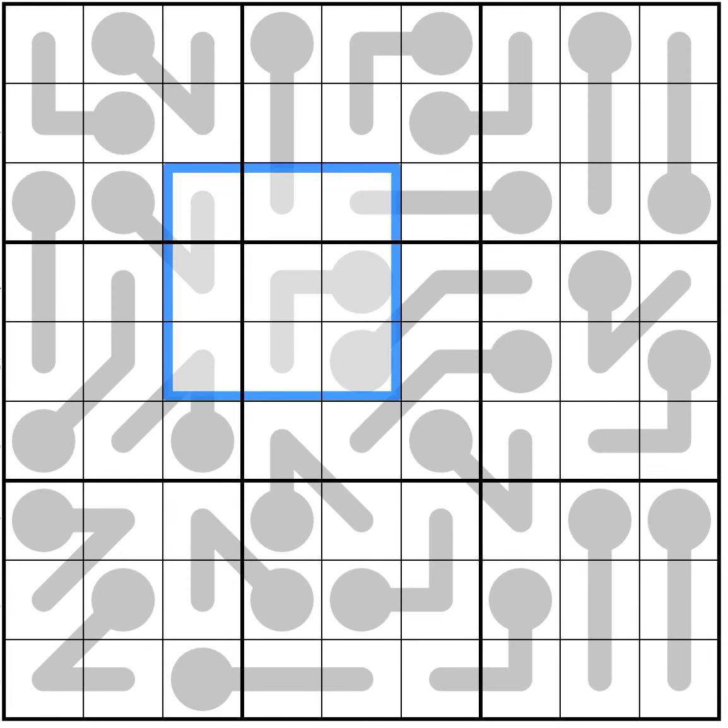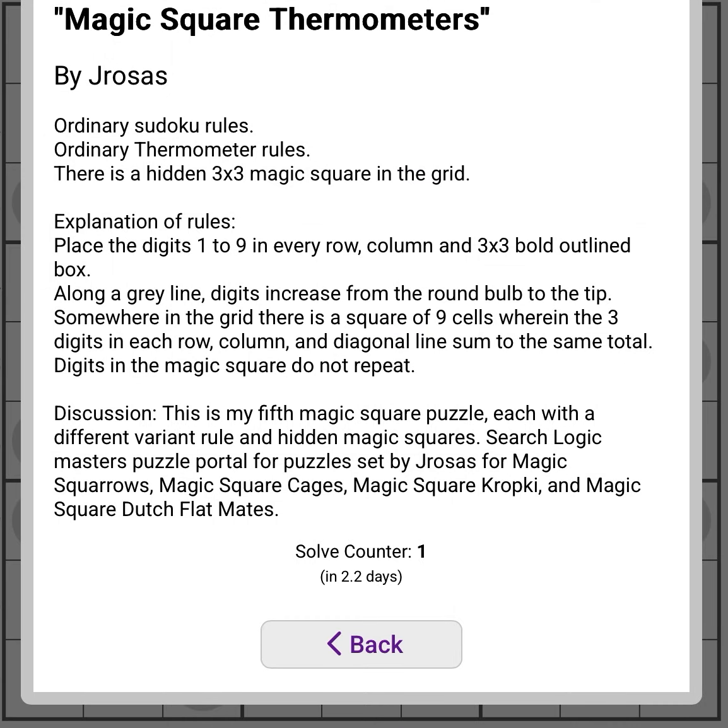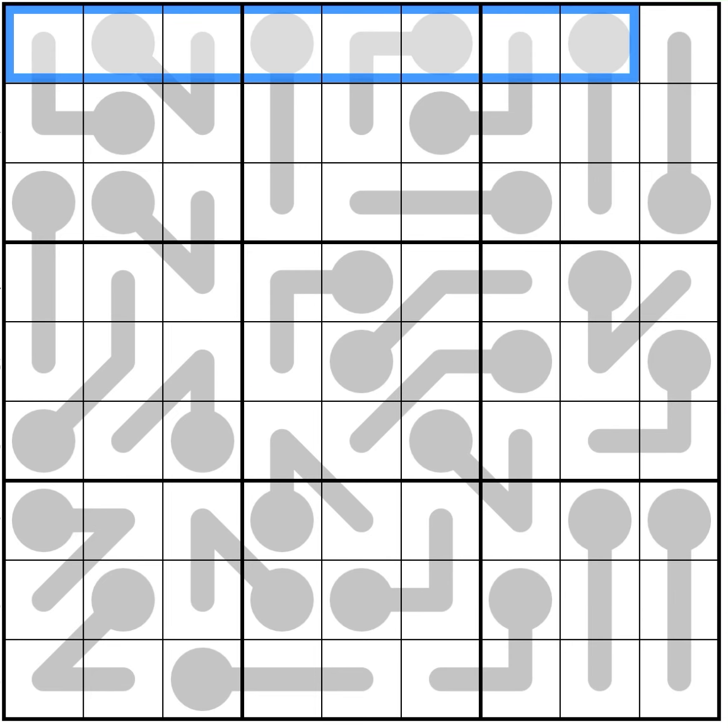Today I'm solving my puzzle, Magic Square Thermometers. The rules are that ordinary Sudoku rules apply, ordinary thermometer rules apply, and there's a hidden 3x3 magic square in the grid. I then go on to explain the rules, which I will do here.